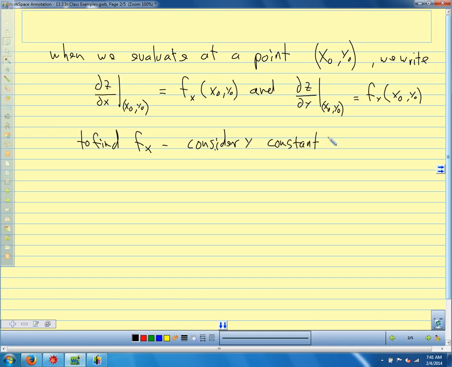And we just treat it as a constant in our derivative. And to find f sub y, we consider x a constant. So in whatever our function is, we treat x as a constant when we take our derivative with respect to y. And we only do our derivative with respect to y.